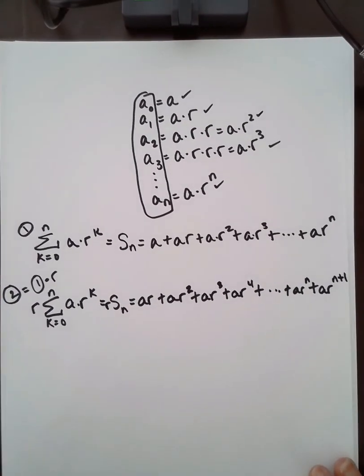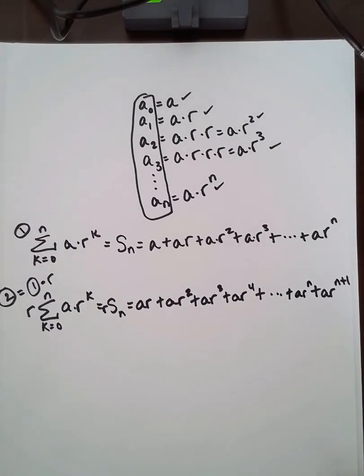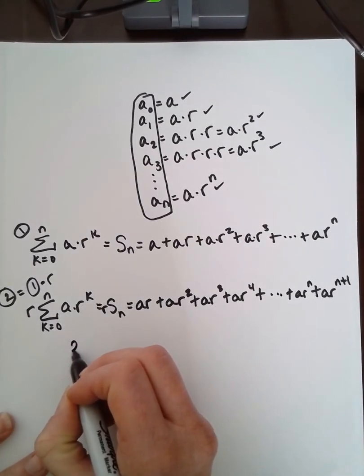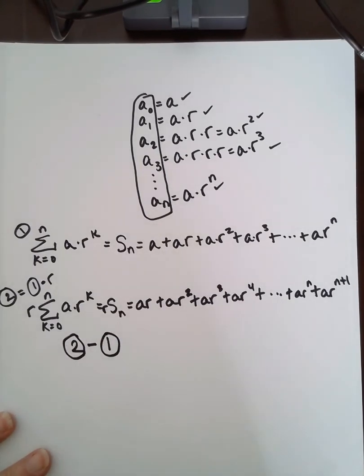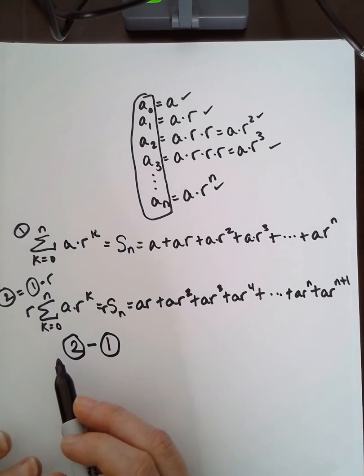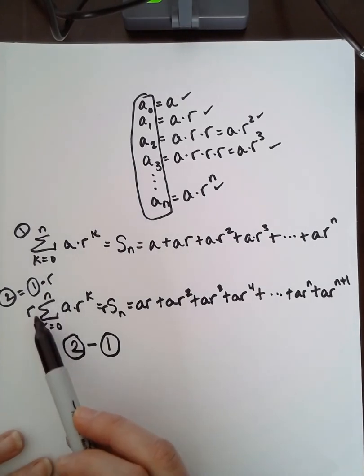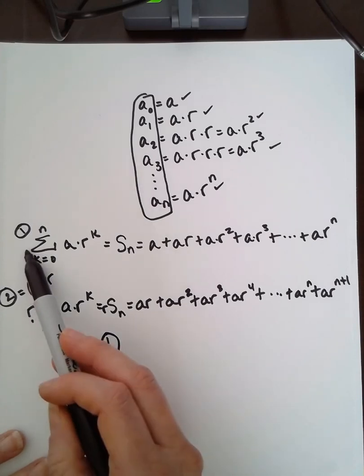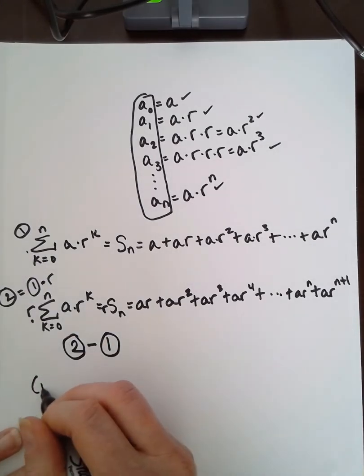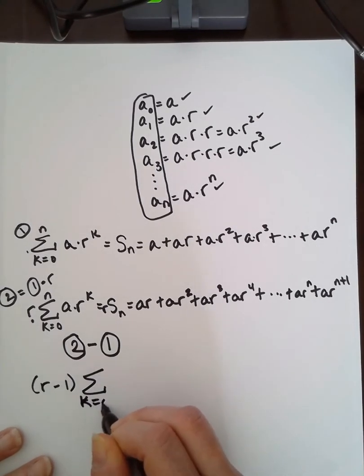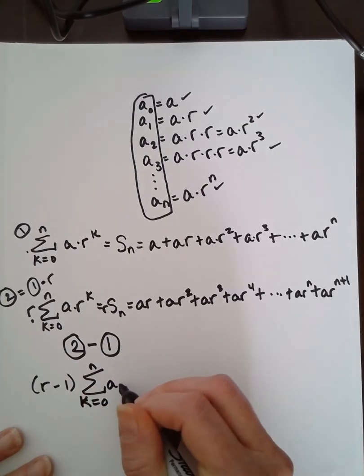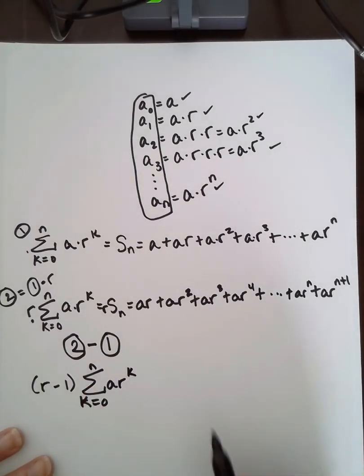So now we have two equations. In order to find the closed form, we're going to take equation 2 and subtract from that equation 1. So over here you have a coefficient of r and a coefficient of 1. So you're going to have r minus 1 times the sum as k goes from 0 to n of a times r to the k. If you remember your properties of sums, that factor of a could come out at any time.